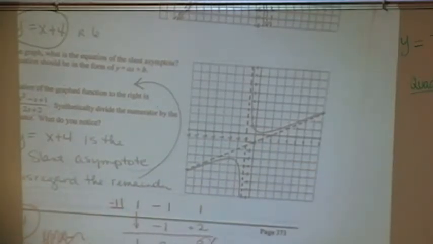Do we have another one? Of course not. Darn it. At least we don't have one with a graph. Okay.